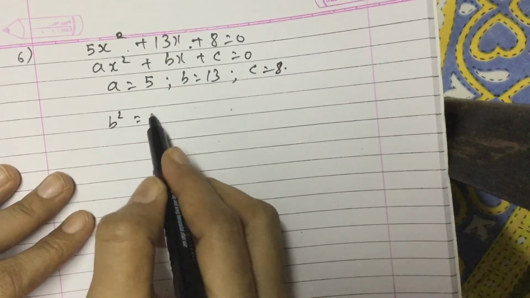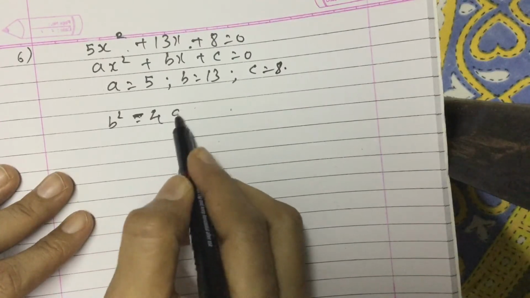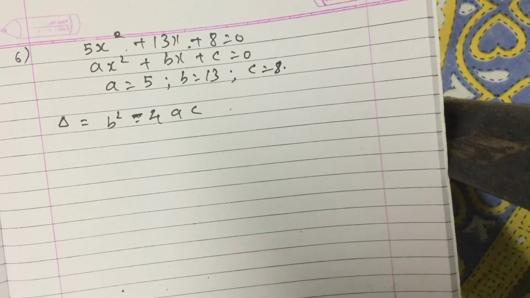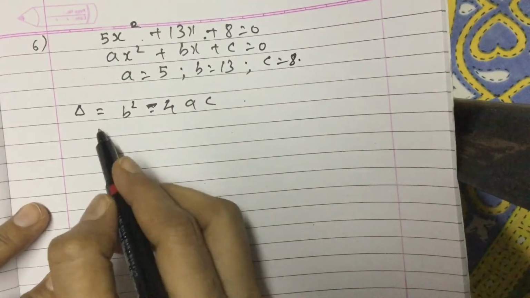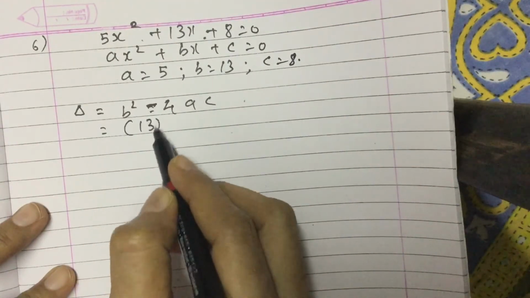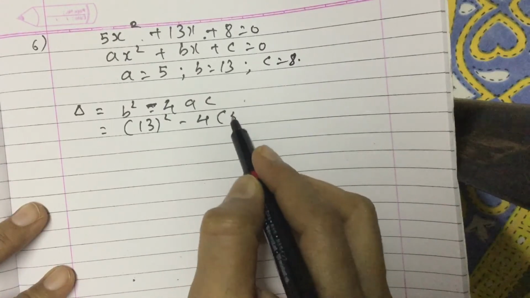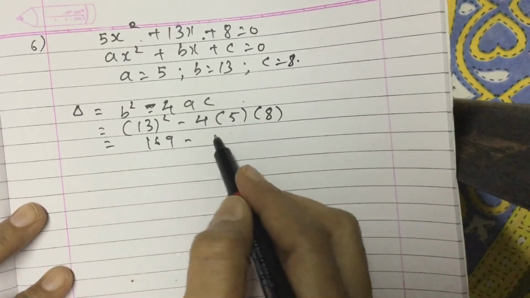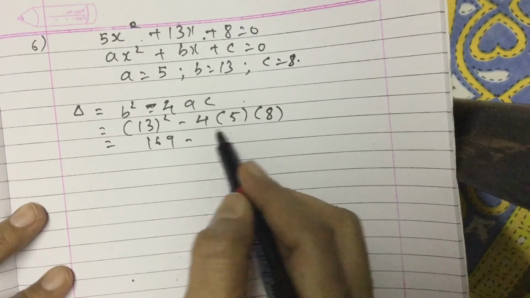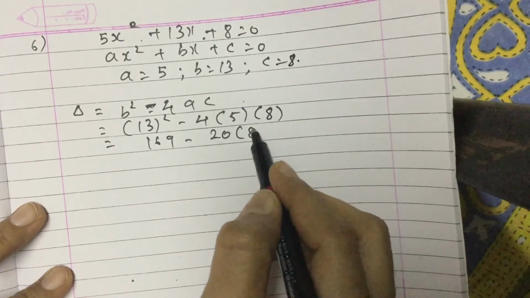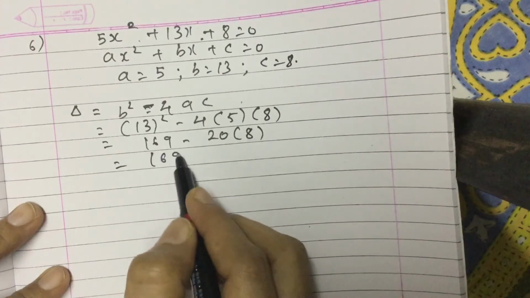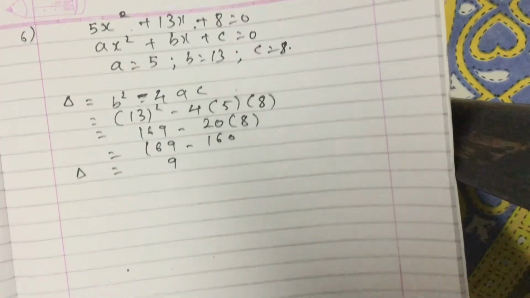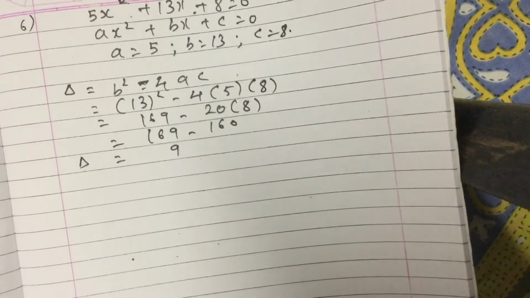We find the value of delta, which is b² − 4ac. The b value is 13 squared, minus 4 times the a value 5 and the c value 8. 13 squared is 169, and 4 fives are 20, 20 times 8 is 160. So 169 minus 160 is 9. The value of delta is equal to 9.